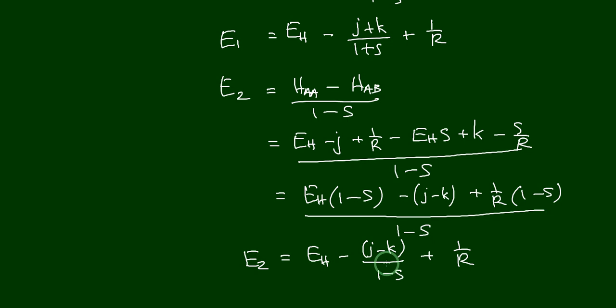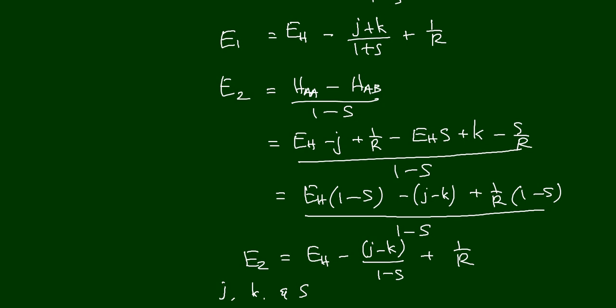Okay, E1 and E2 require the evaluation of J, because in both cases J is there, K is there, and S is there. So for a particular value of R, if you know the J, K and S values, then we can find out the E1 and E2 values. So we have to have the J value, K value, and S value for a particular R.